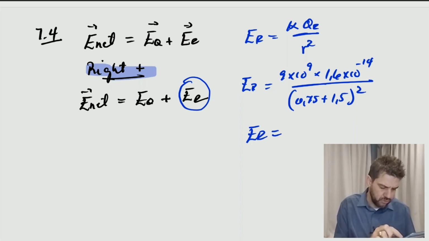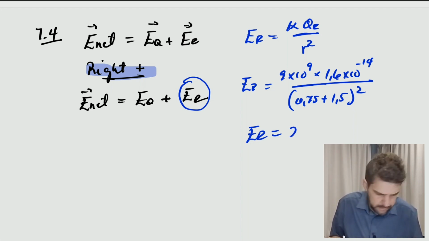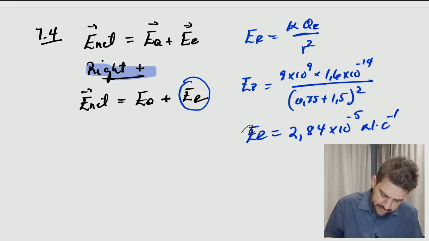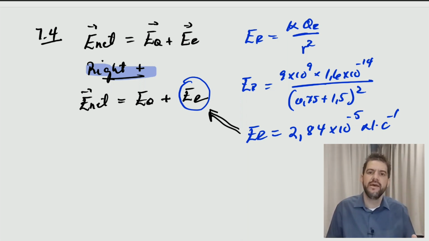So when you substitute, when you calculate, I'm going to do it real fast here, guys. 9 times 10 to the 9 times 1,6 times 10 to the minus 14 divided by 0,75 plus 1,5 squared. You get that the electric field, in scientific notation, is 2,84 times 10 to the minus 5 Newton per coulomb. So when you substitute here, now you can come and substitute that place there. If you want, you can try the formula there and maybe use fewer steps.